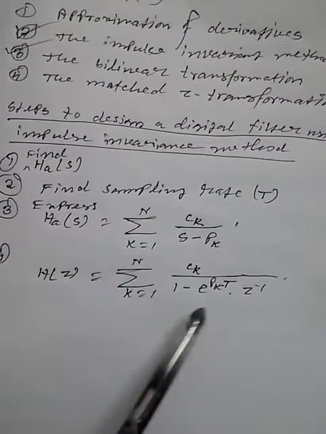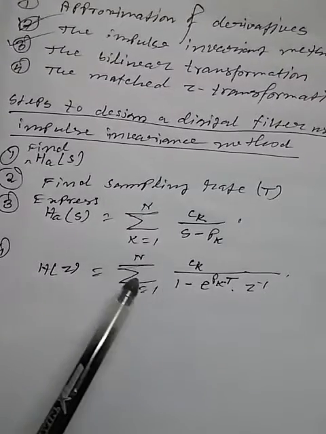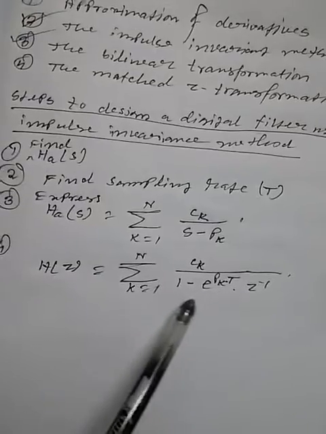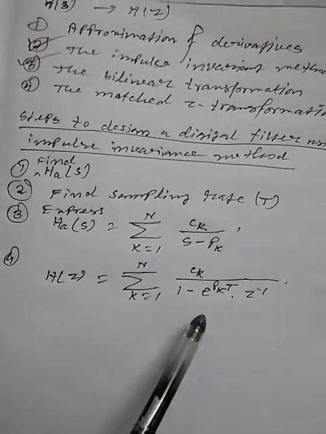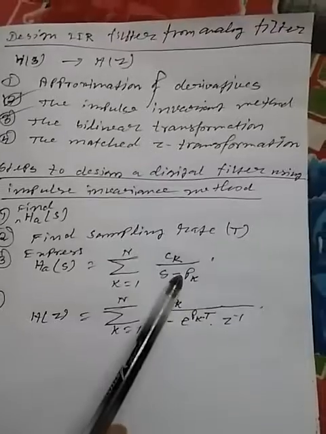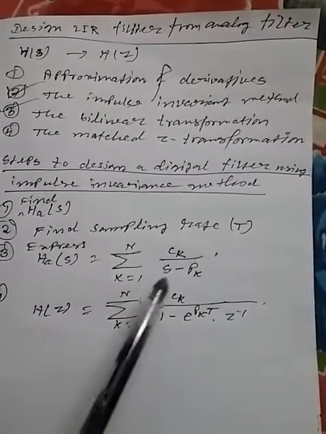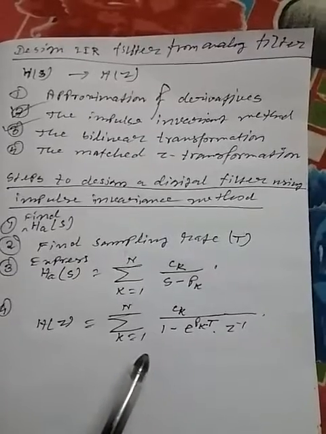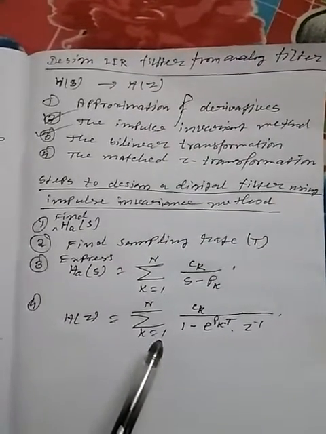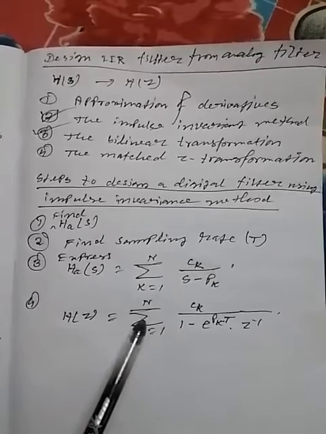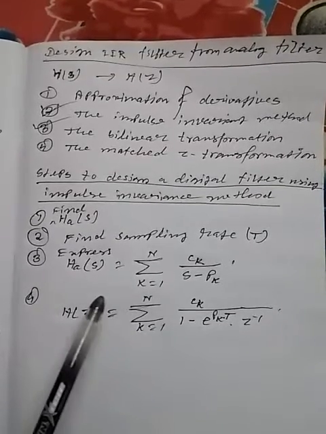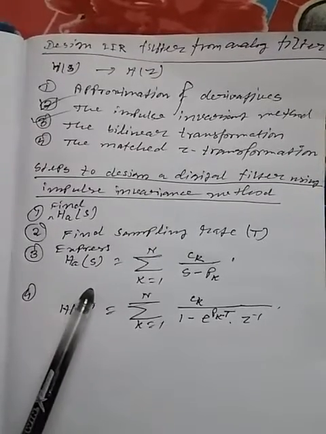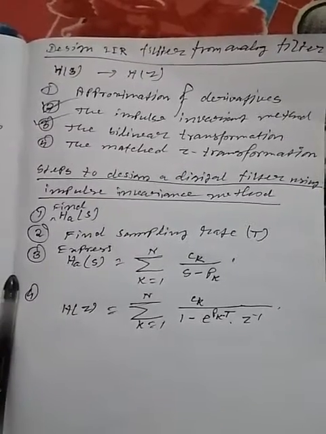Everything is known. pk are the poles. If the number of poles is 2, then there are 2 values of poles. Or if the maximum value of k is 3, then there will be a total of 3 poles, like this. In my next video there will be an example of designing a low pass Butterworth filter using the impulse invariant method.